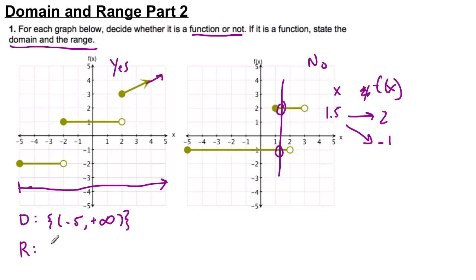Now let's look at the range. The range goes from -2, and it stays at -2 for a while. Then it jumps up to 1. And then the graph jumps up again to 3. And from 3, notice that will carry us also to positive infinity. So we say, finally, 3 to positive infinity. Okay, let's go to two more problems.